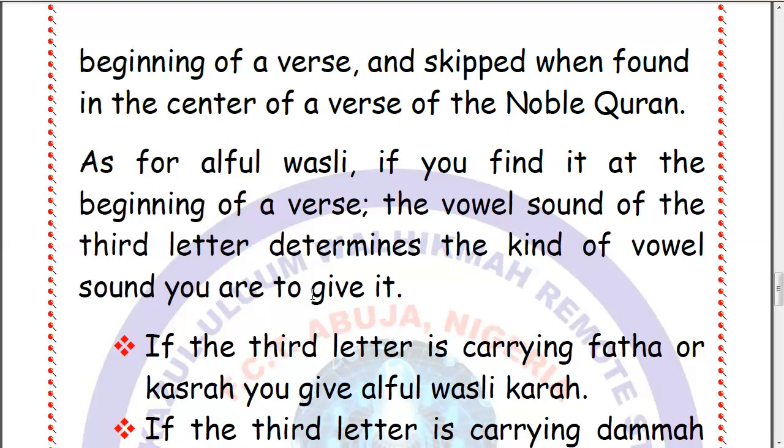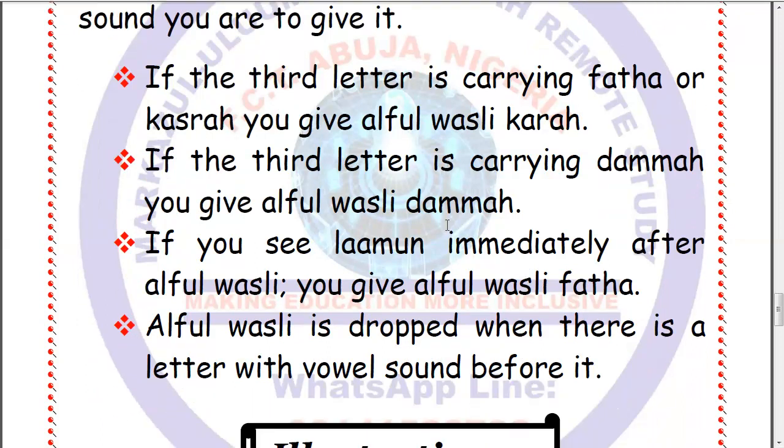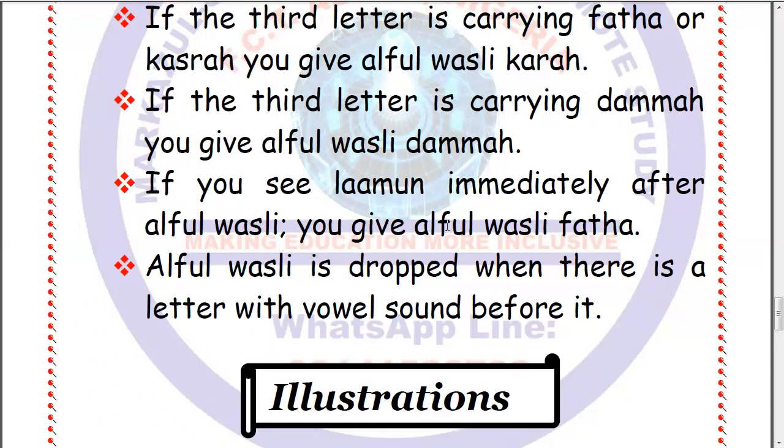If you see Alif al-Wasli at the beginning of a verse, you count your letters. Whatever the third letter is carrying determines what you give Alif al-Wasli. Law one: if the third letter is carrying Fatha or Kasra, you give Alif al-Wasli Kasra. Law two: if the third letter is carrying Dhamma, you give Alif al-Wasli Dhamma by reading it with Dhamma.